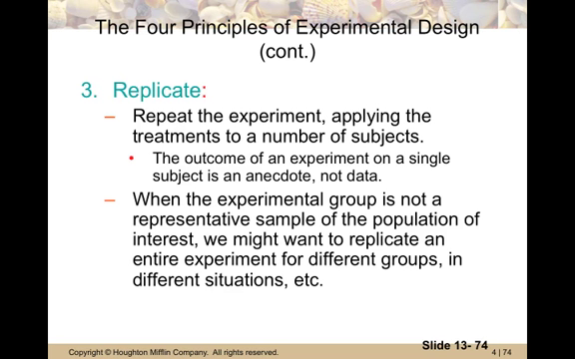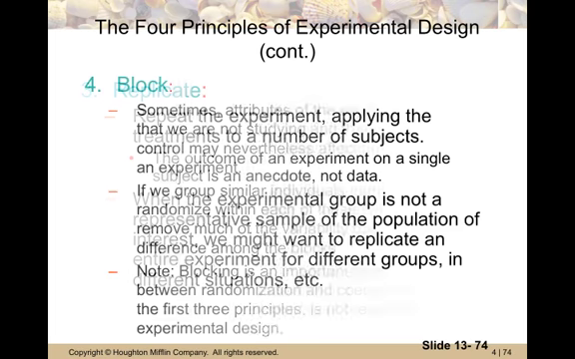The third principle is replication. We repeat the experiment, applying the treatments to a number of subjects. The outcome of an experiment on a single subject is an anecdote, not data. So you have to have many subjects within your experiment. And that's the kind of replication we refer to specifically here. Another kind of replication that is good is that if the experimental group is not particularly representative of an entire population of interest, you might want to replicate the entire experiment for different groups in different situations.